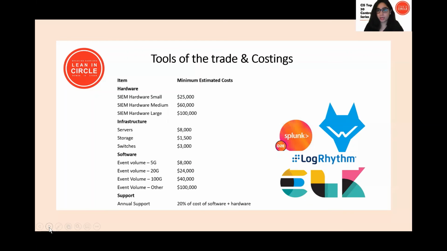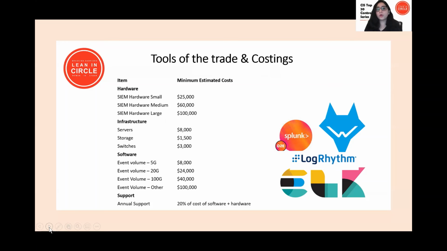Now, an important topic which I never want to skip is the tools of the trade and the costing. As I've told you in the previous slides, SIEM is the tool that we mostly use for this purpose. There are different types of SIEM available in the market. Some of the most common ones are Splunk, LogRhythm, Elasticsearch, and we also have Wazuh. These are just a few. There are many more in the market. There is IBM QRadar as well, and SolarWinds. So there are many other SIEMs in the market.